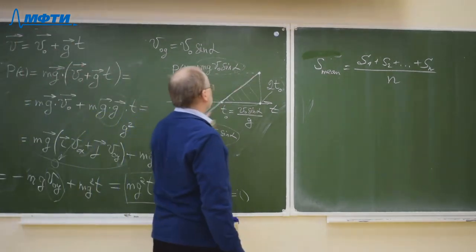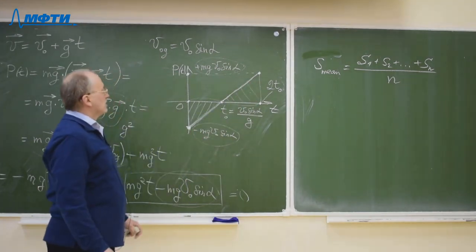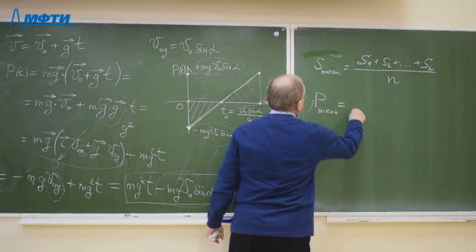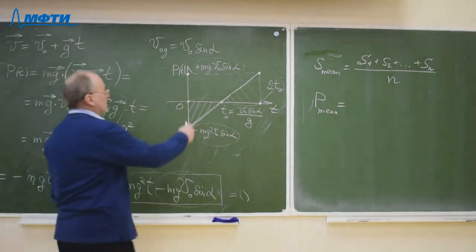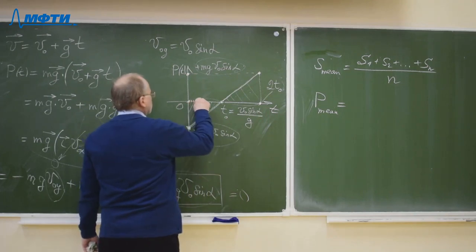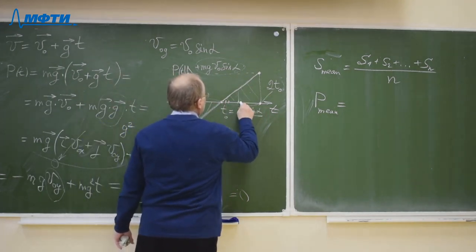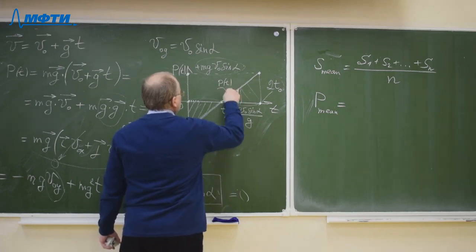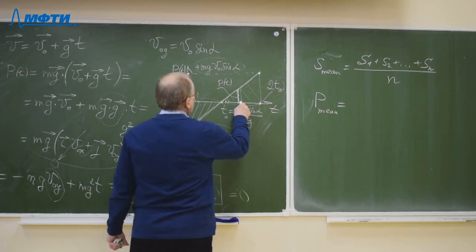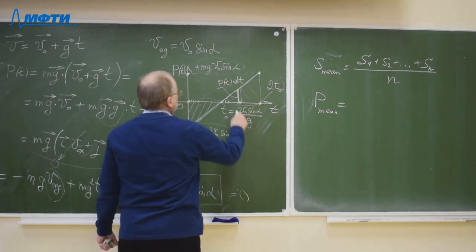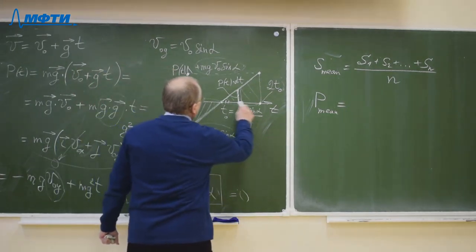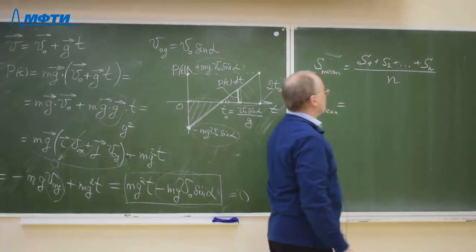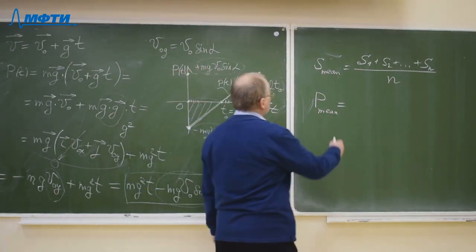How to calculate the mean power during all this motion, the mean quantity of this function? Naturally, we have to divide this time interval into small time intervals, and calculate the power during one small interval. This vertical section is the power at this particular moment of time, and we multiply it by the small time interval dt, sum up all these quantities and then divide by the whole time interval, just like here we divide by the number of workers. So the general formula will be this one.